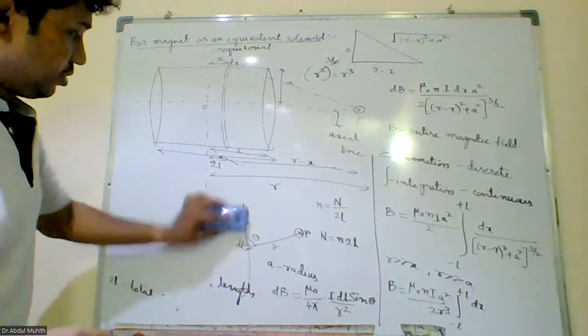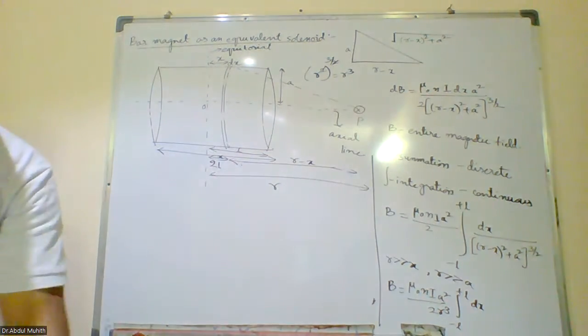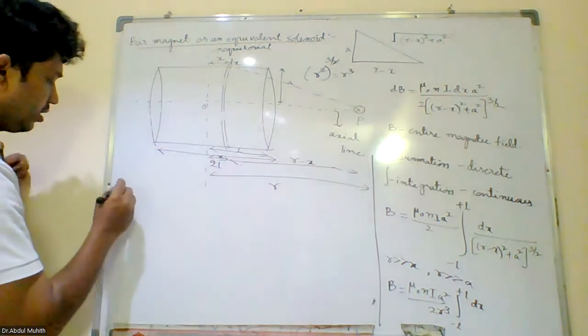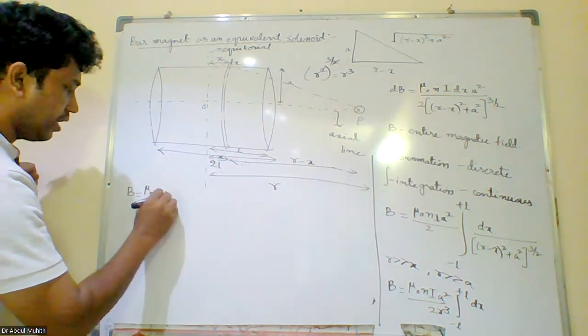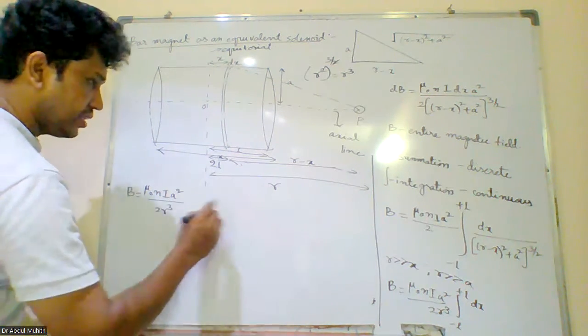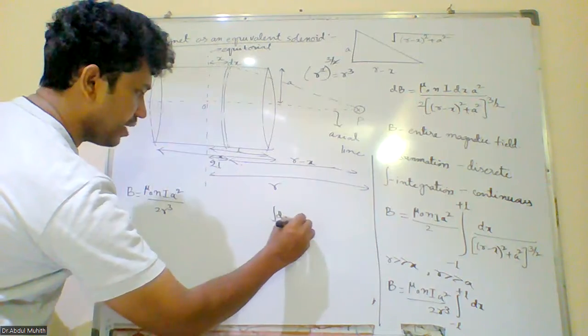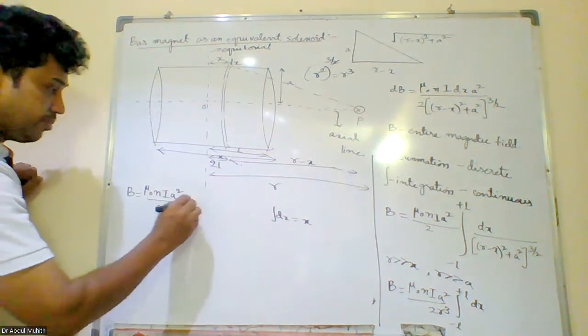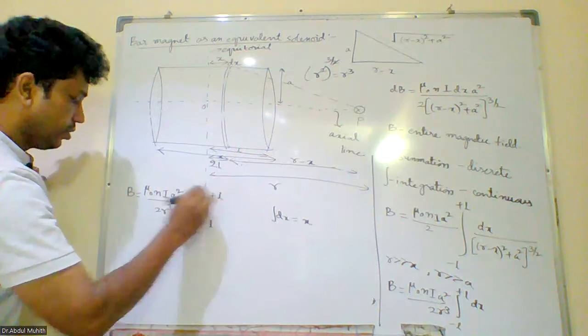So we will solve this integration part. Now the last part is pending. In the integration part, see here, dB is equal to what? dB is equal to mu 0 n I a square divided by 2r cube, into dx. The integration of dx will become x. From where to where? Minus L to plus L. So what will happen now?